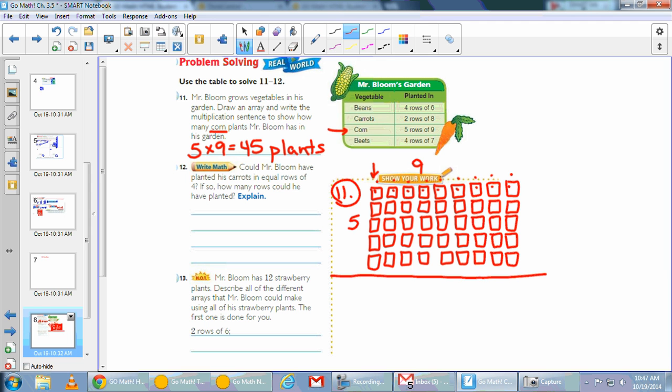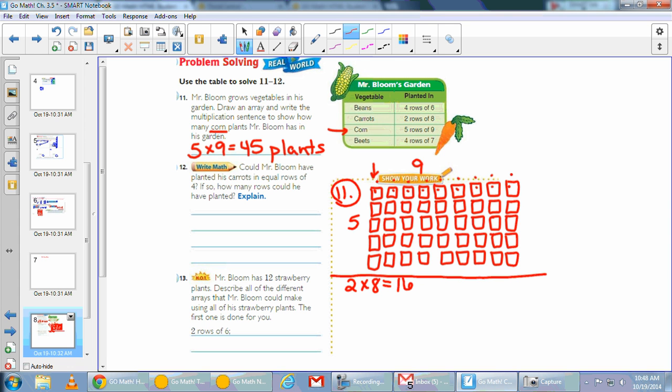Okay, right math. Could Mr. Bloom have planted his carrots in equal rows of 4? If so, how many rows could he have planted? Okay, so we need to figure out his carrots to begin with. He has 2 rows of 8, so 2 times 8. You know that 2 times 8 is 2 8s, 8 plus 8 is 16.